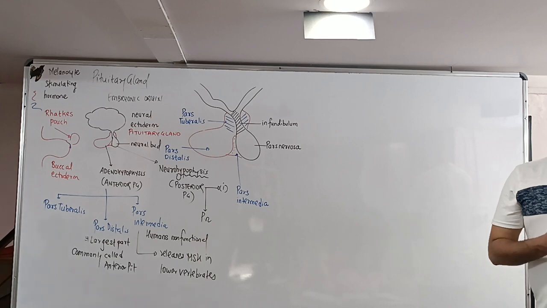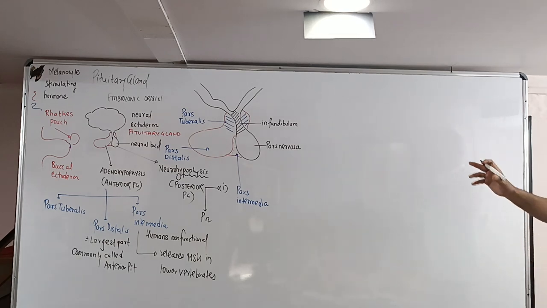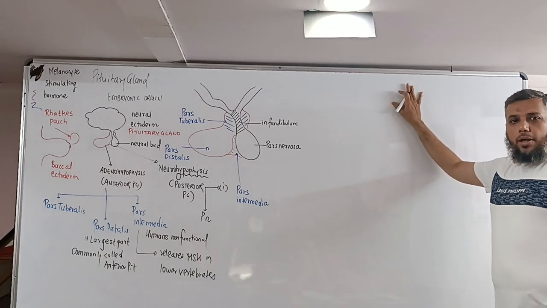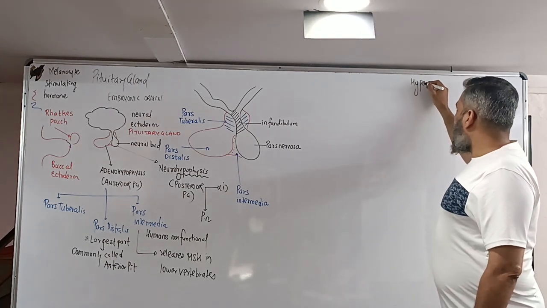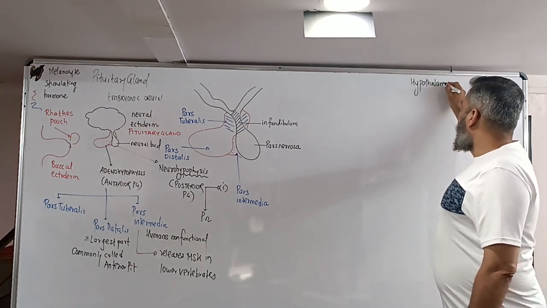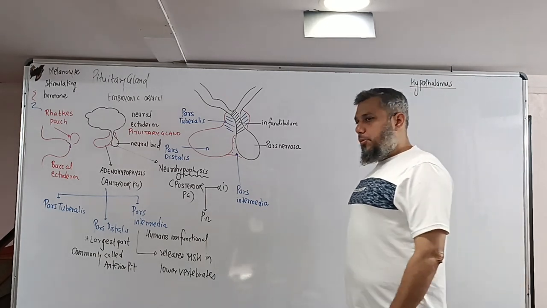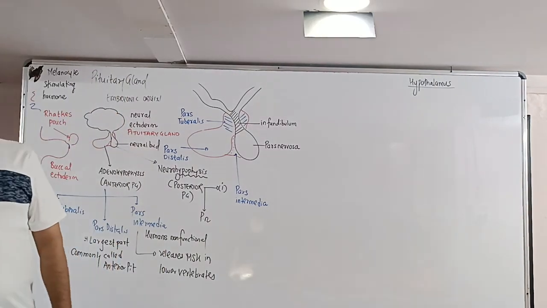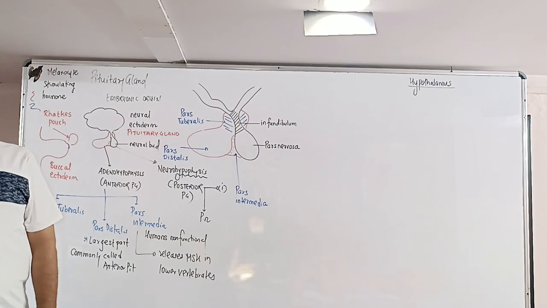I'll try to do a few of them. But now, hypothalamus will once again come in the picture. Why will hypothalamus come in the picture once again? If I am teaching pituitary gland, why should hypothalamus also come? Because it controls the anterior pituitary. With the help of whom?